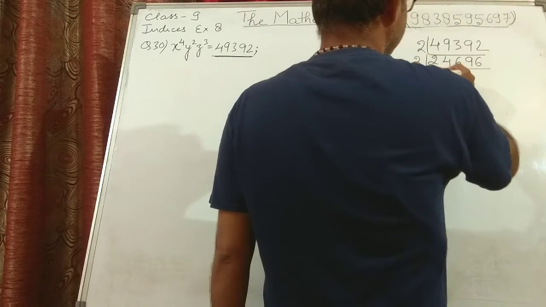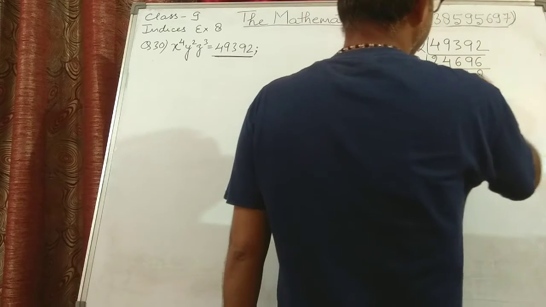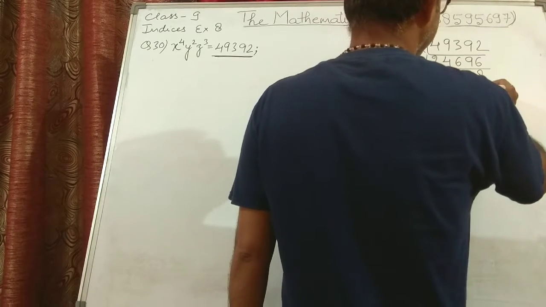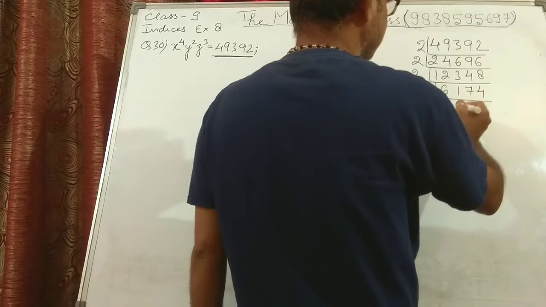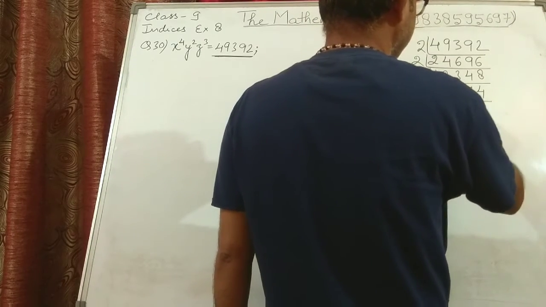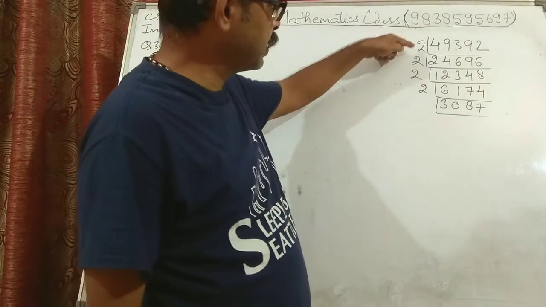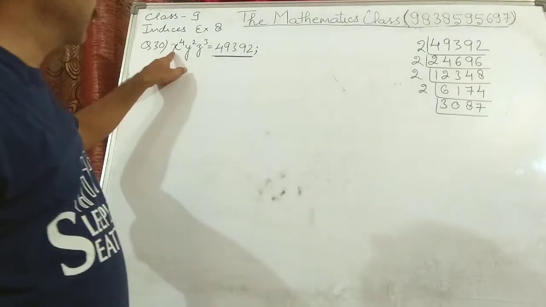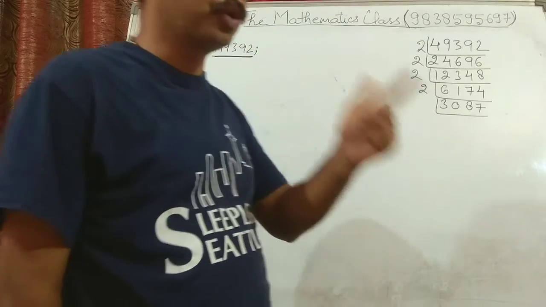Again by 2: 2 1s are 2, 2 2s are 4, 2 3s are 6, 2 4s are 8, 2 8s are 16. Again by 2: 2 6s are 12, 2 1s are 2, 2 7s are 14, 2 4s are 8. Again by 2: 2 3s are 6, 0, 2 8s are 16, 2 7s are 14. Now you can see how many 2s there are: 1, 2, 3, 4. 4 2s are there. And here it is given x to the power 4. It means x will come as 2.